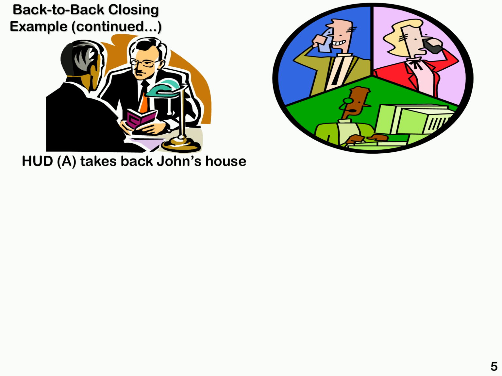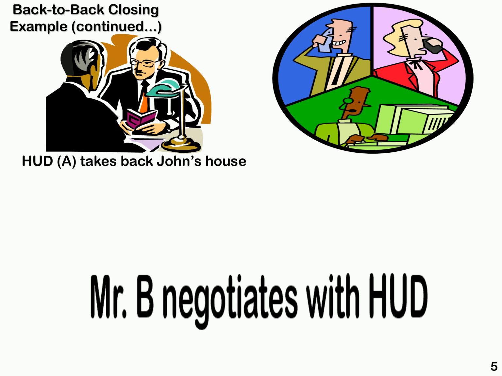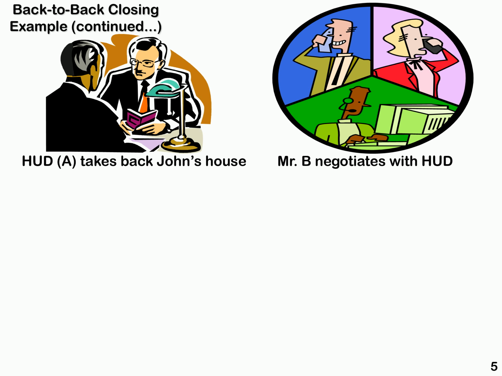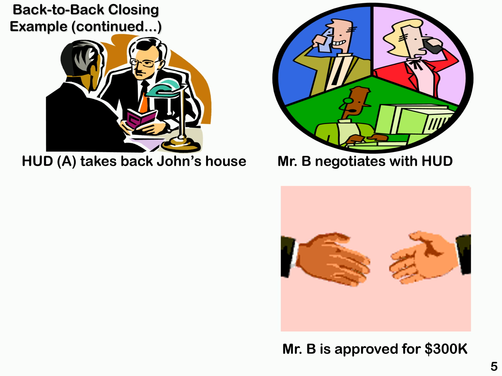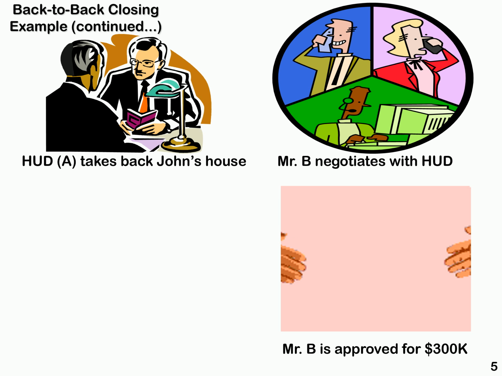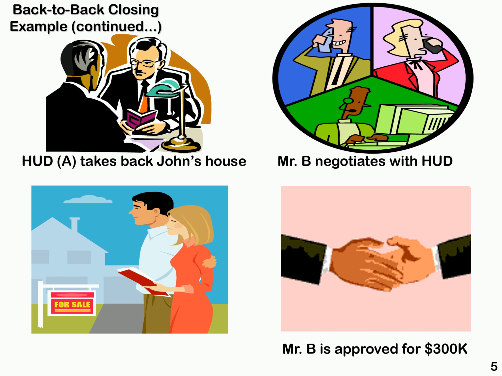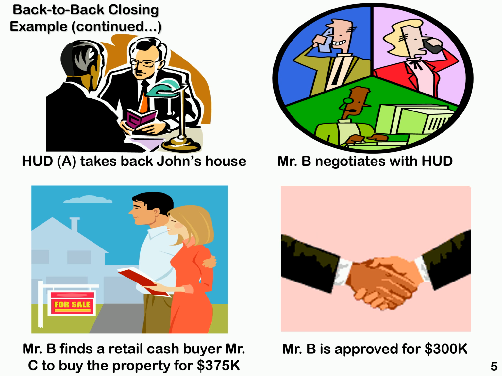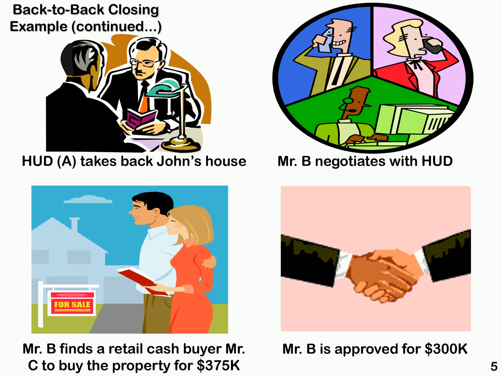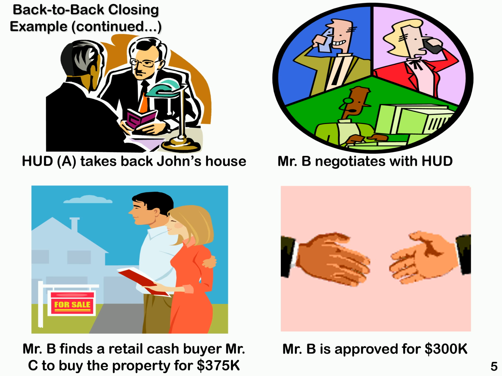So you would go to HUD and farm these properties, and you would negotiate with HUD in order to acquire this property at a lower price. Let's say you were successful and you negotiated and are approved for $300,000 to buy this house from HUD. At the same time, you will look for a C buyer. And Mr. B finds a retail cash buyer, Mr. C, to buy the property for $375,000. So remember, the market value is $400,000. So at this point, you are ready to arrange for a back-to-back closing on the same day.